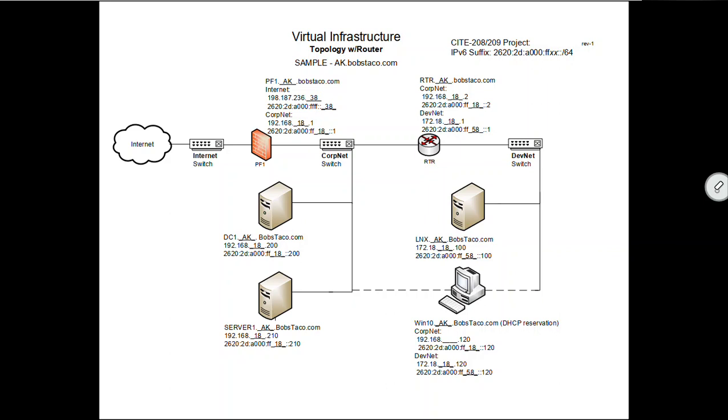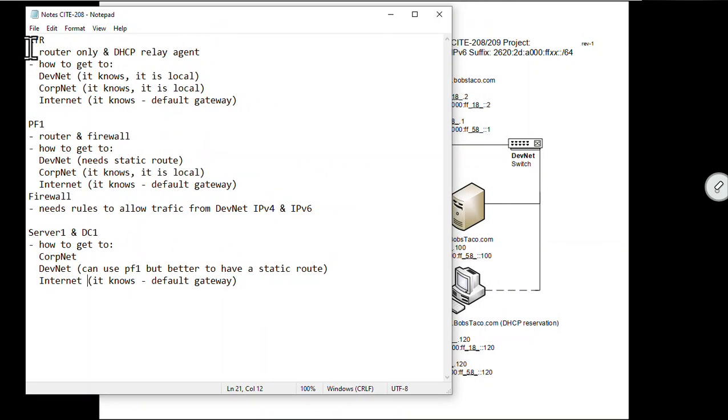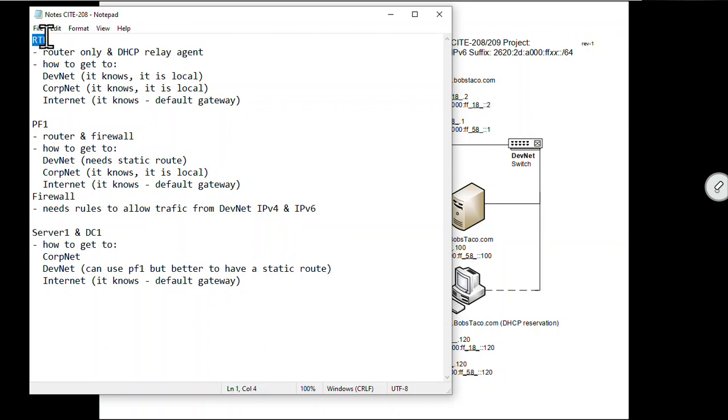In this week's project, we want to work on review routing. And I've got my drawing up here and I went ahead and filled it in with my values. And I want to answer some questions. I want to look at RTR. And from RTR's perspective, how does it know how to get to DevNet, CorpNet, and the internet?